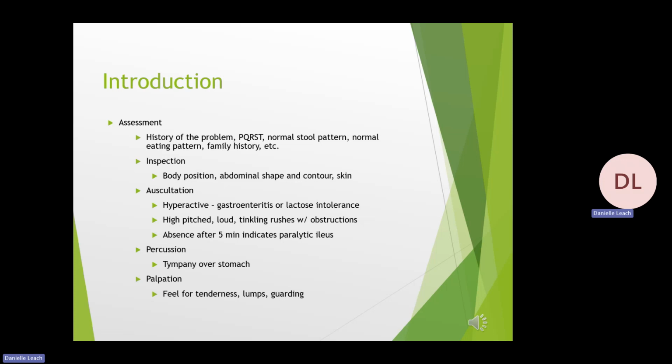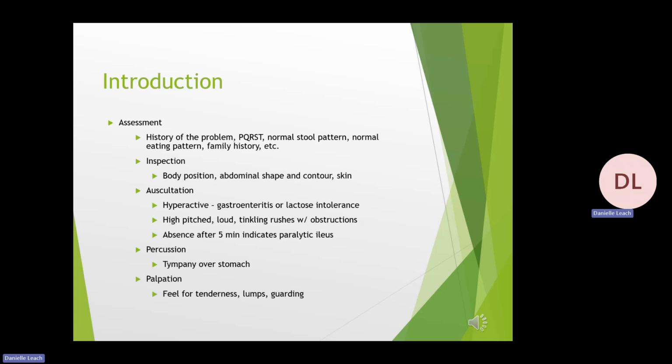What's the abdominal shape and contour? Does it appear to be distended or protuberant? Is it flat? Is it rounded? Or is it scaphoid? And what is the condition of the skin on the abdomen? Do they have any distended veins or anything like that?